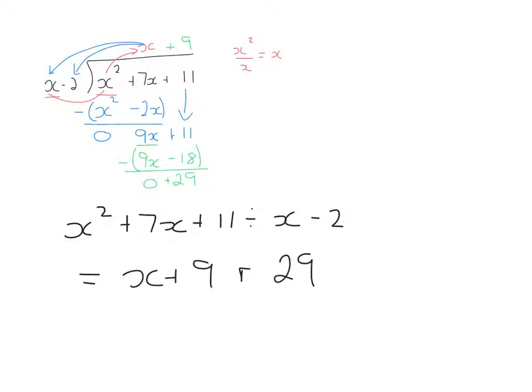Now remember, that was the one way of writing it. The other way of writing it was in fraction form, so you have x plus 9 plus, because the 29 was a positive, 29 over the divisor, x minus 2. All right, so you've divided the quadratic by the linear, and you've come up with a linear x plus 9 and a remainder of 29 over x minus 2.